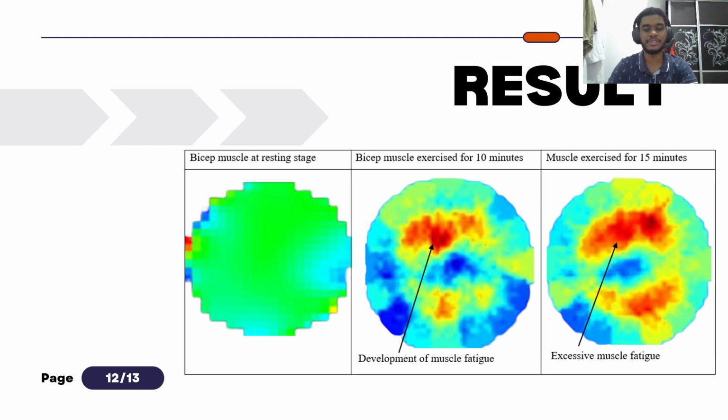And then here we have results. These are expected results, and they are mostly from a bicep muscle taken from previous papers. The left here is the muscle that doesn't have any fatigue condition. The middle is after exercising the muscle. You can see here it is developing some sort of muscle fatigue, which is the red color. And after 15 minutes of exercise, the muscle fatigue will have grown excessively.